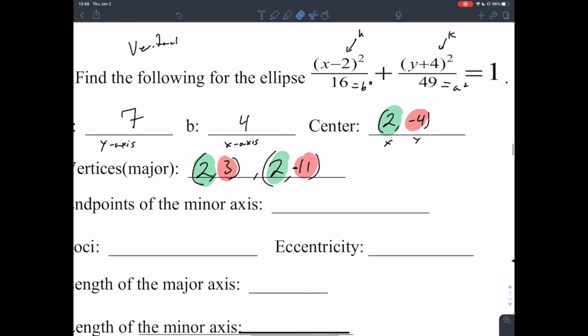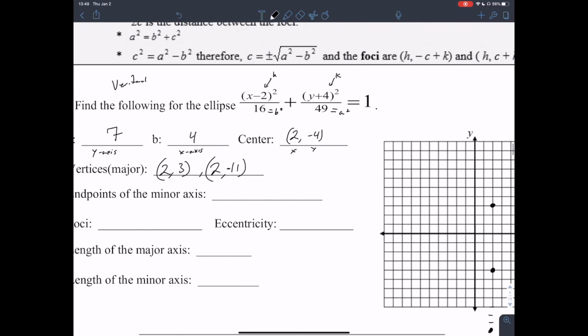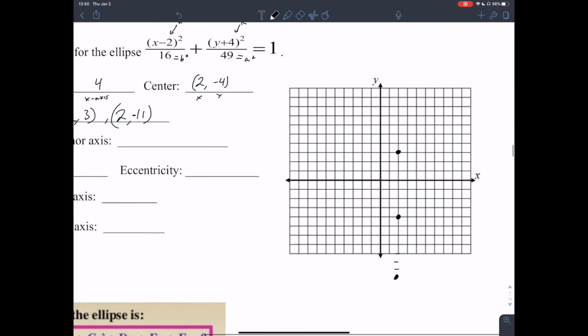Now let's see what happens when we try to figure out the minor vertices. Remember, minor vertices are all about the letter B. So major A, minor B. The B is a 4, so I go to my center and I go 4 to the side: 1, 2, 3, 4. So there it is.